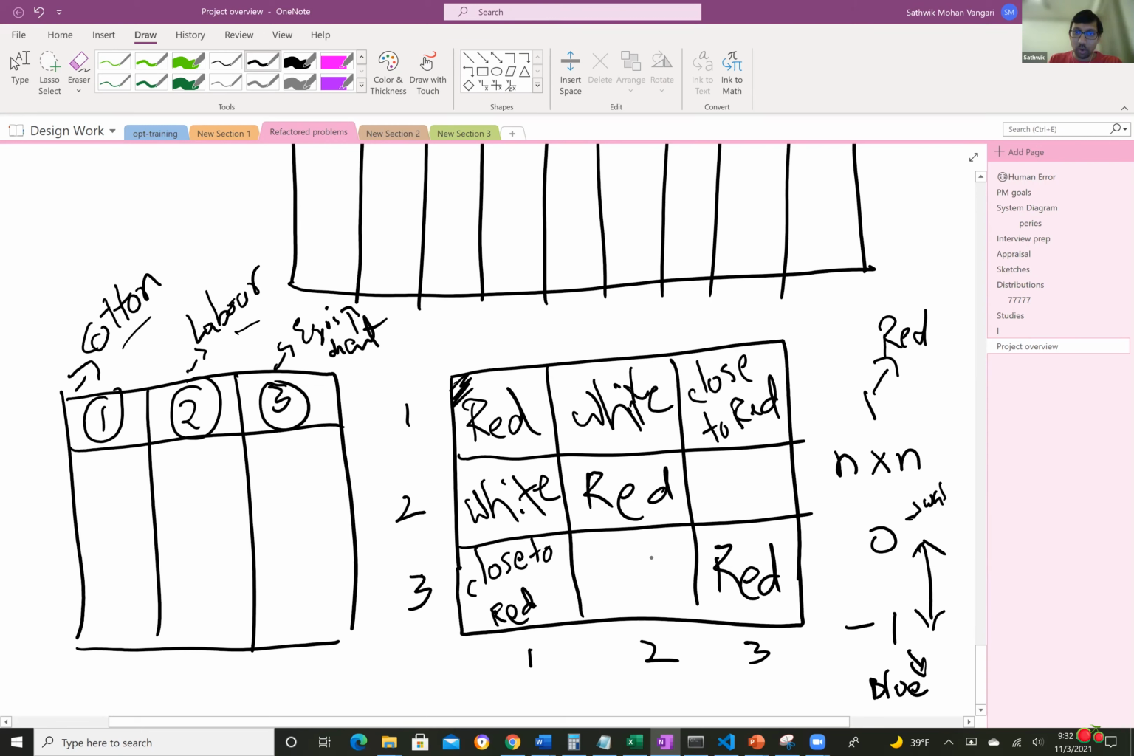Okay. And what do you think this other thing will be? 2 and 3, that is labor and equipment. What did you discuss? Just now, what did we discuss? What's the relationship that we assumed that labor and equipment have?